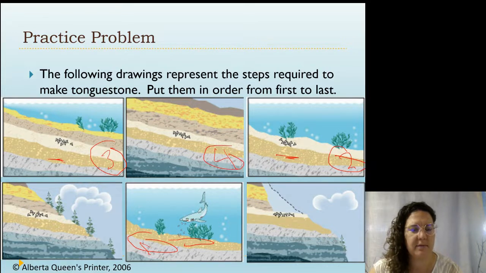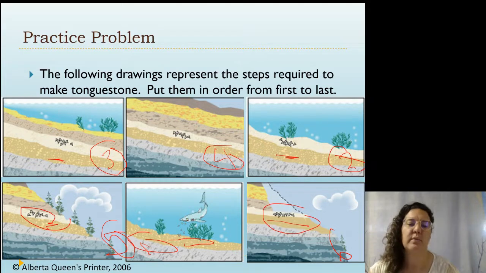Now looking at the last ones, this is going to be step 5 because we have these layers, and there's our fossil as well, but it's not exposed yet. And then lastly, this is going to be step 6. There's that layer that we looked at from the beginning, and there's our fossil, but it's now exposed so that we know it has to come after step 5.